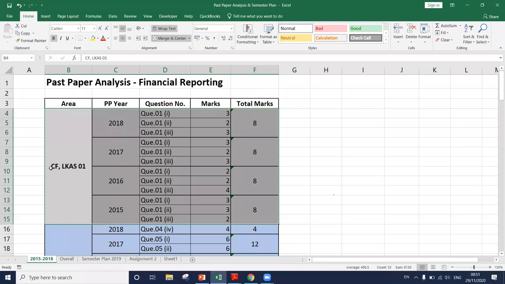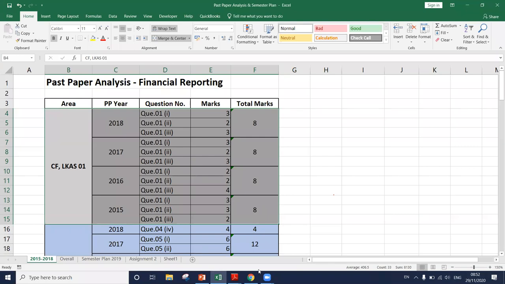So in general, from conceptual framework and LKAS 1, it will be tested for around 8 marks. සාමාන්‍ය ලකුණු 8කට test කරලා තියෙනවා පහුගිය past papers වල. Right, 2019 paper I don't have with me right now, but I can remember the two questions from this. One was we need to explain the terms relevance and faithful representation. Relevance කියන එකයි faithful representation එකයි explain කරන්න අහලා තිබ්බා, right?